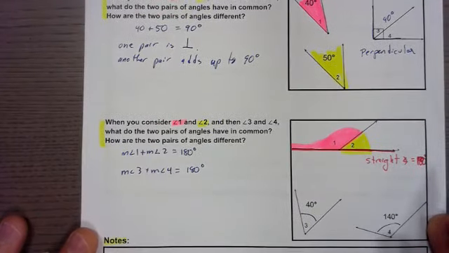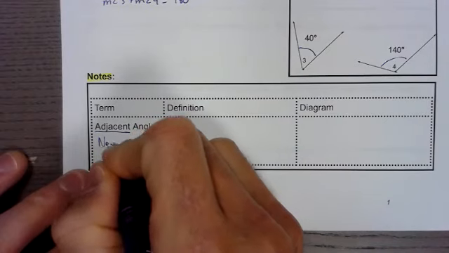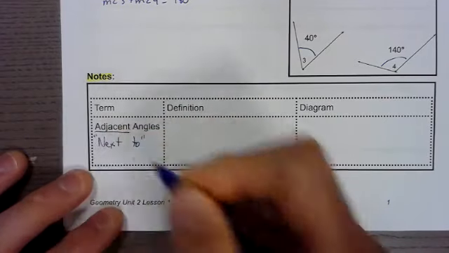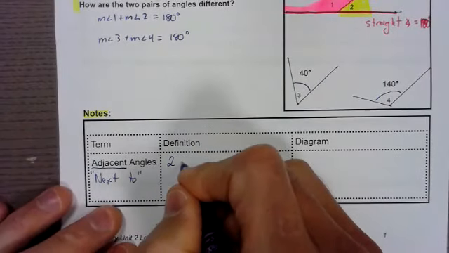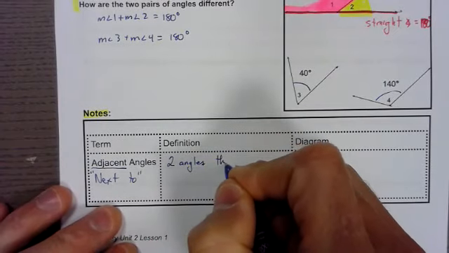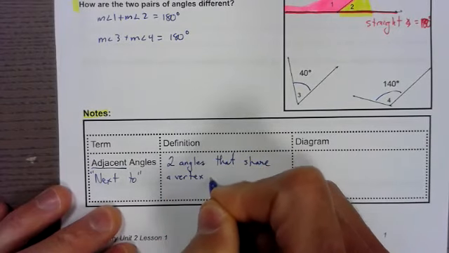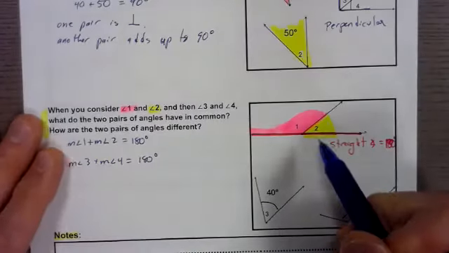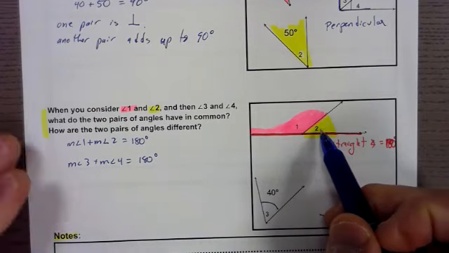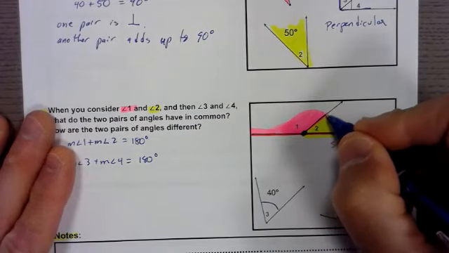Okay. Now, our first term down here, adjacent angles. We've talked about adjacent in the past. Adjacent means next to. So the definition of this is two angles that share a vertex and a side. Let's take a look up here. In this situation, angles 1 and 2 are going to be adjacent because they share a vertex here and a shared side right here.